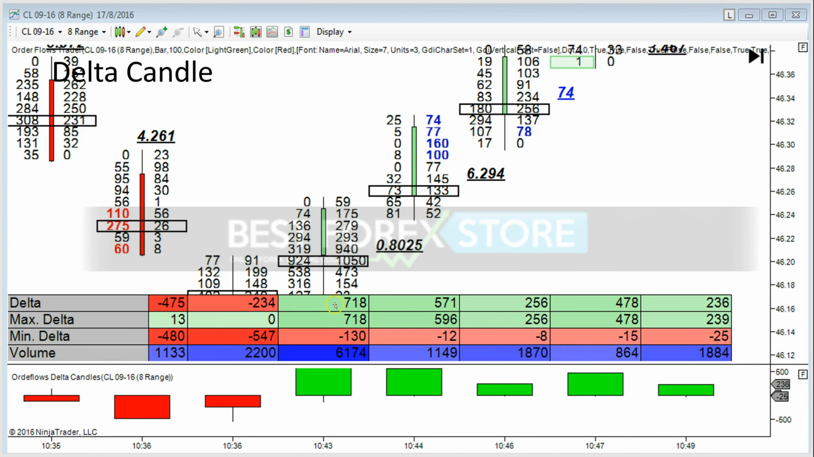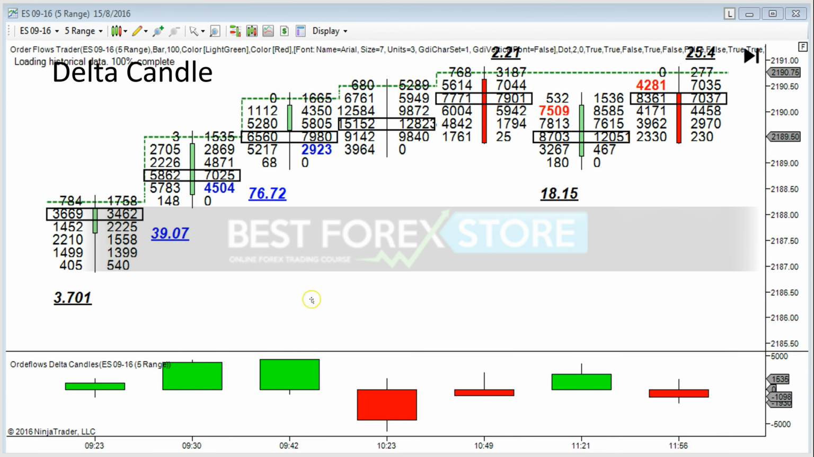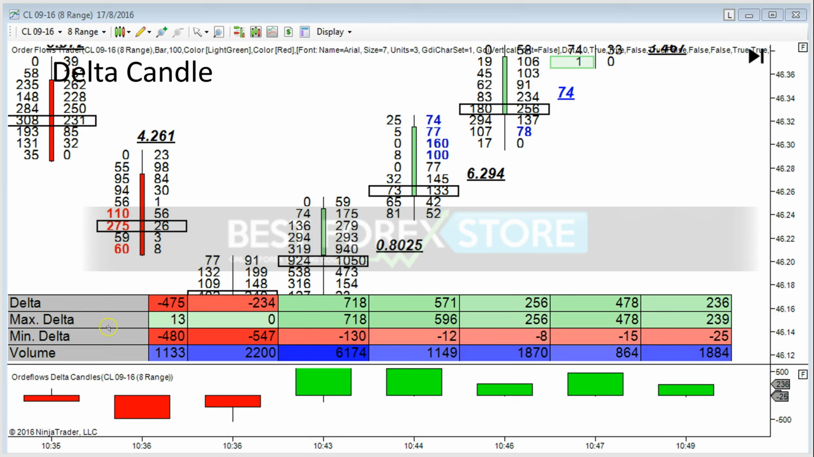And like I said, if you don't want to be bothered with these numbers, especially if you don't have space on your screen, you could remove those numbers by just looking at a delta candle, right? Look at that chart. This is much cleaner than say this chart with all these extra numbers on there.